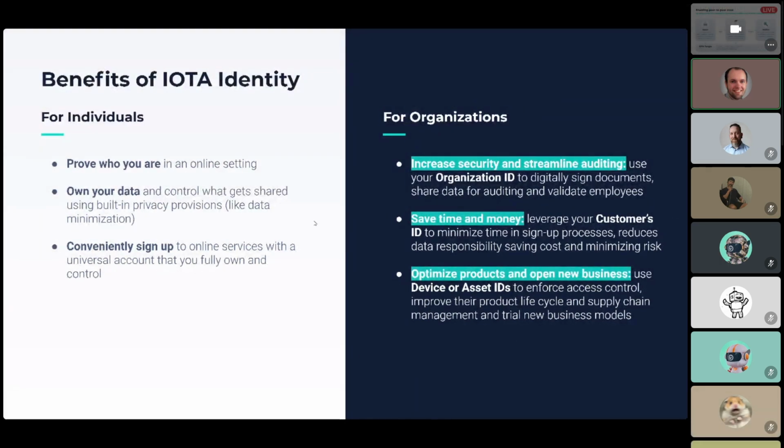So the benefits of IOTA Identity, for example, for the individual: you can prove who you are in an online setting. You own your data. You control who you share it with. And it also makes it very convenient to share that data and, for example, sign up to new services that you would like to have. So, for example, if I would sign up for Amazon, I already may have a verifiable credential that I'm above 18, so I can order alcohol. I have a credential where I live, so they know where to send it to. And I don't even need to create an account at that point anymore because I can just present this information as they need it.